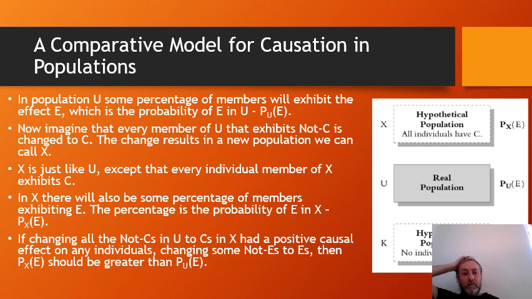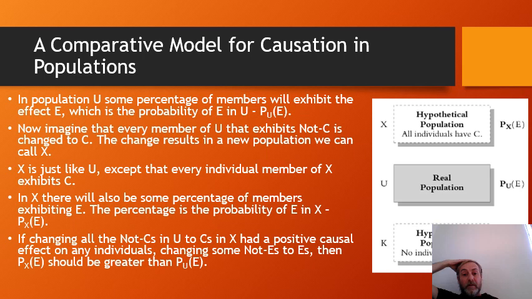Okay, so in the population U, some percentage of the members of the population will have the effect variable, say lung cancer. So the probability of E in U is going to be capital P, little u. That's the probability in U of that effect, so the probability in U of having lung cancer, for example. Now let's say that 5% of the population currently has lung cancer. And now imagine that every member of the population that didn't smoke now smokes.